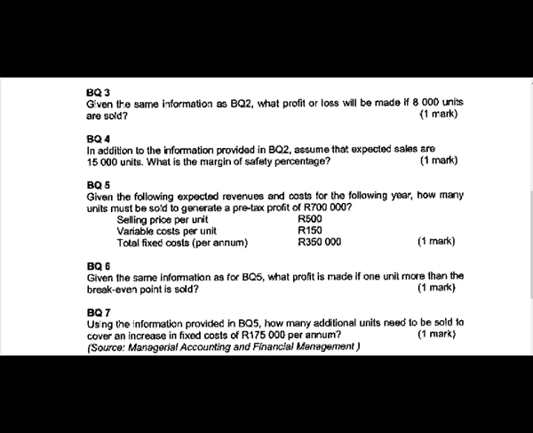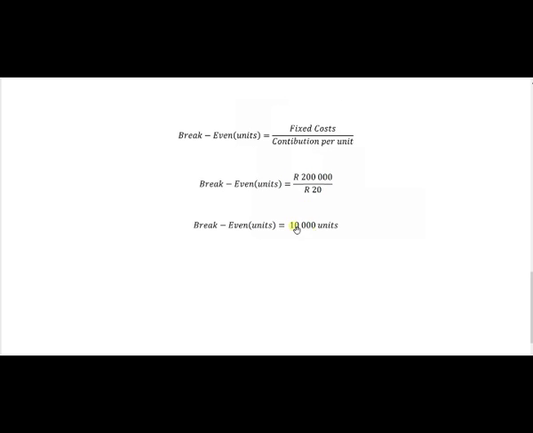So let's look at BQ4. They gave us the expected sales, which is 15,000, and we will use the break-even point that we calculated in BQ2, which is 10,000. So 15,000 minus 10,000 divided by 15,000 multiplied by 100%, which gives us 33%.